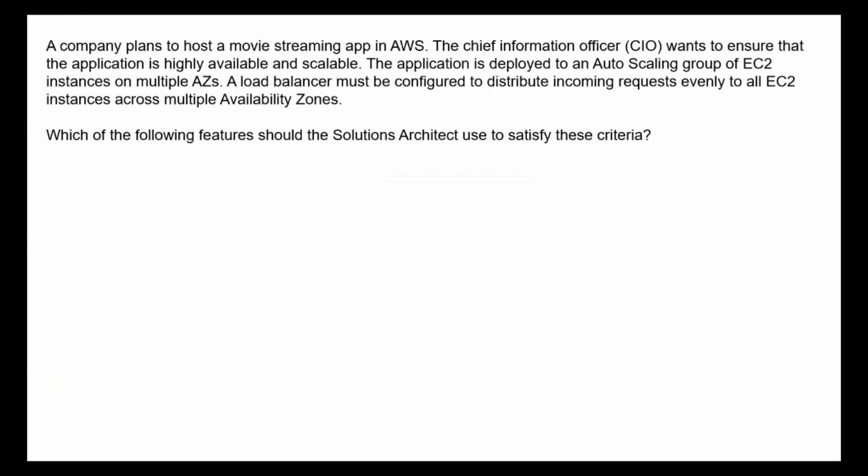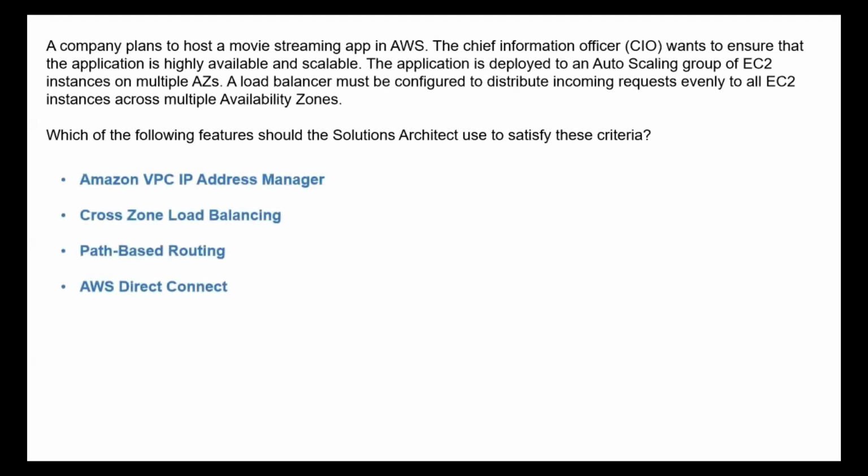Okay, now let's go to the next question. A company plans to host a movie streaming app in AWS. The CIO wants to ensure that the application is highly available and scalable. The application is deployed to an auto-scaling group of instances in multiple AZs. The load balancer must be configured to distribute incoming traffic evenly to all the instances, right? So which of the following should the solution architect use to satisfy the criteria?